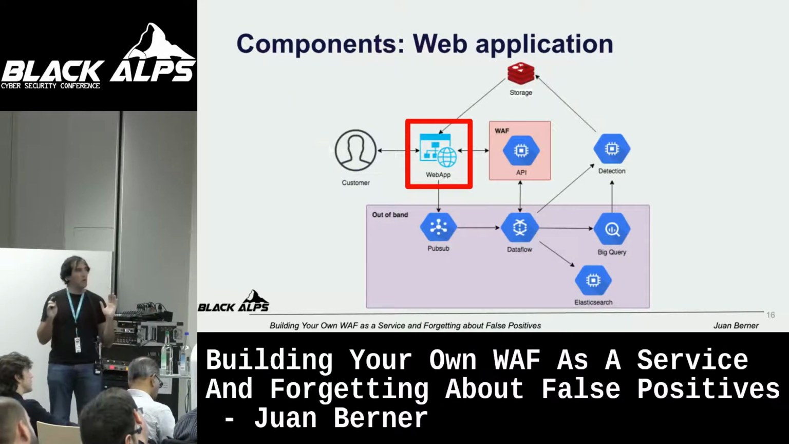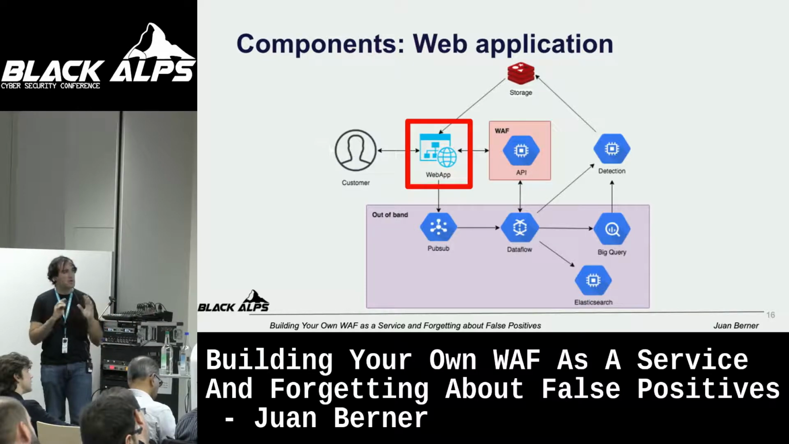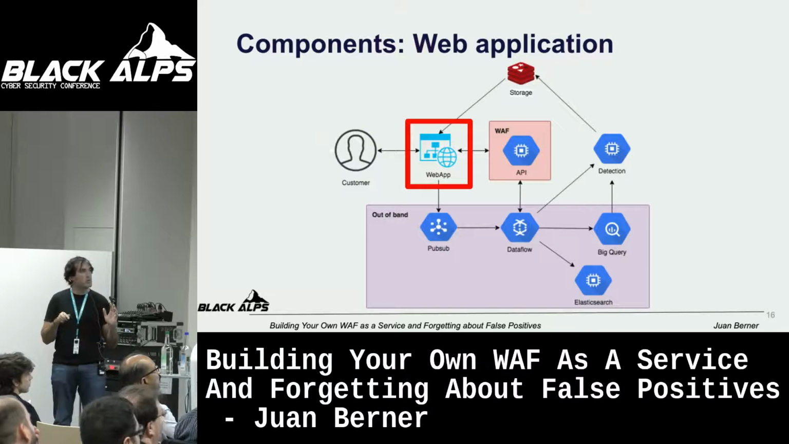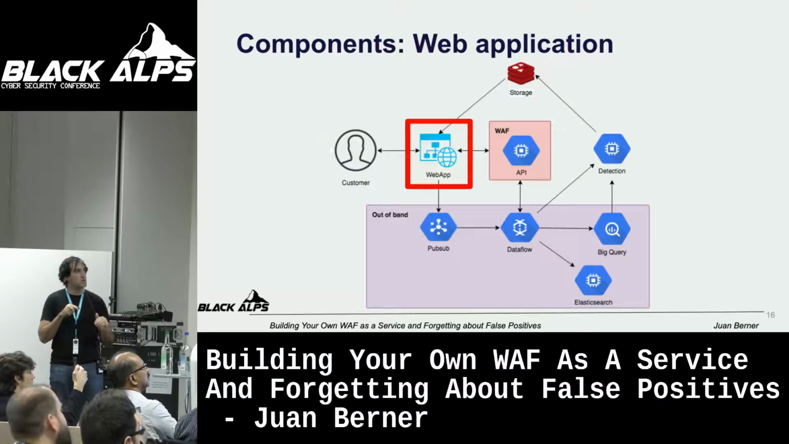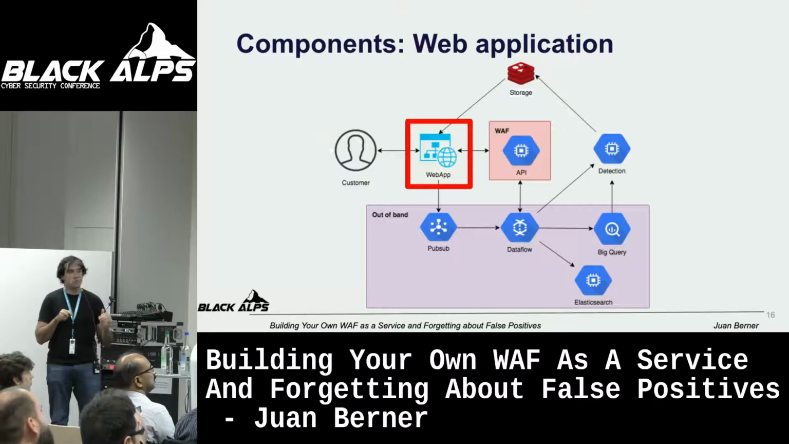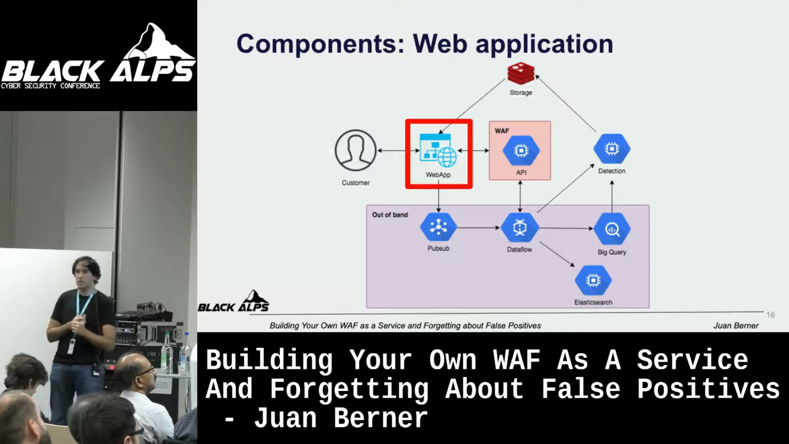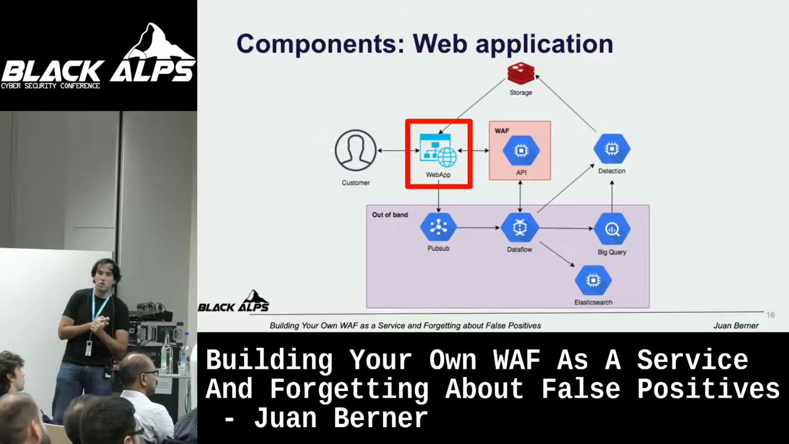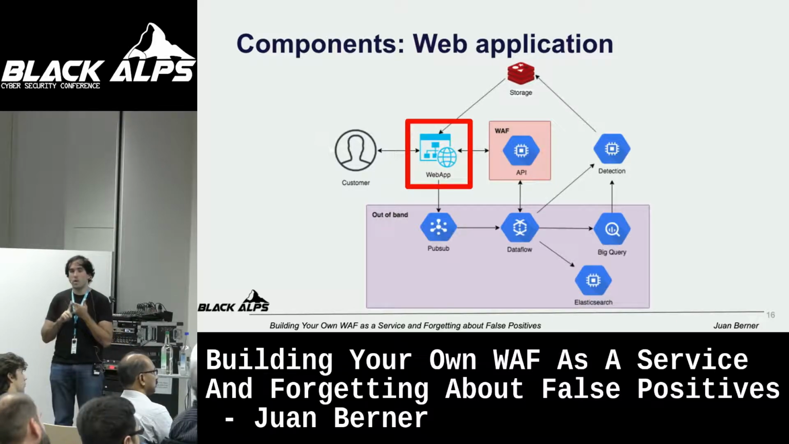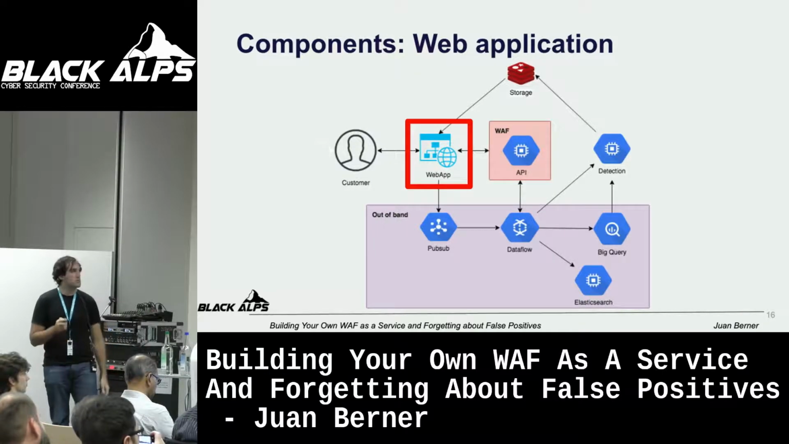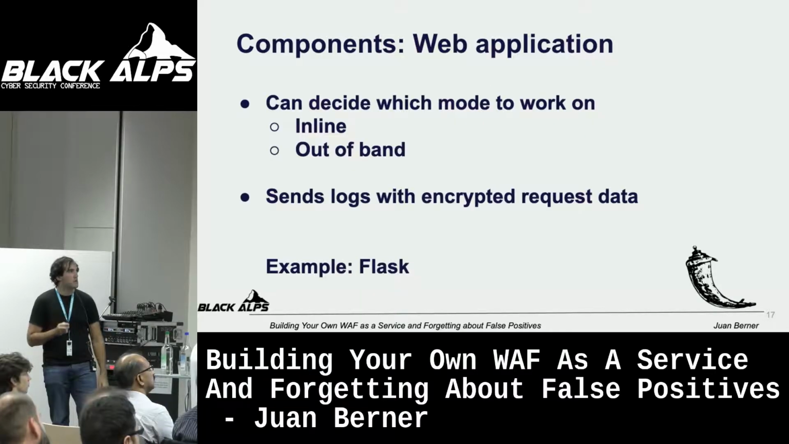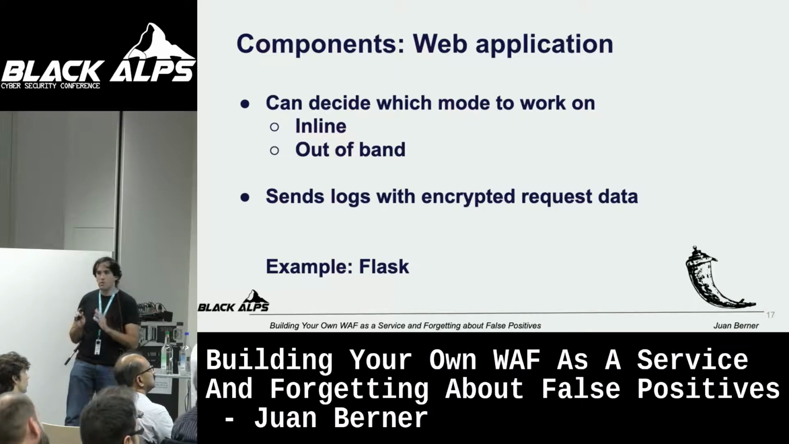So this is a high-level overview of the architecture solution. That's a diagram where you see the different components and how this web application interacts with the web application firewall service and is able to protect without adding false positives or blocking regular users, and also without adding latency to those users. So let's go through each component at a time.